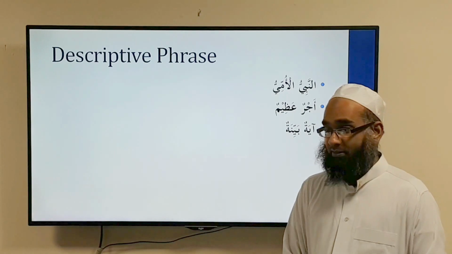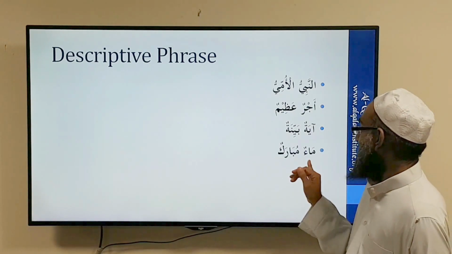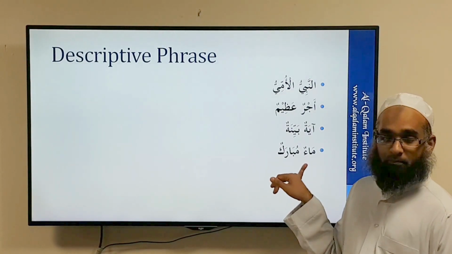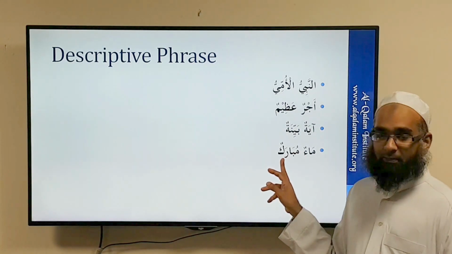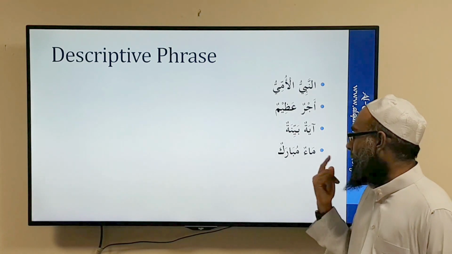Is this clear for you? The sentence, what we're doing? Yeah. Right. Next one. Ma means what? Water. Mubarakun means blessed. So the translation of this will be a blessed water, or some blessed water.